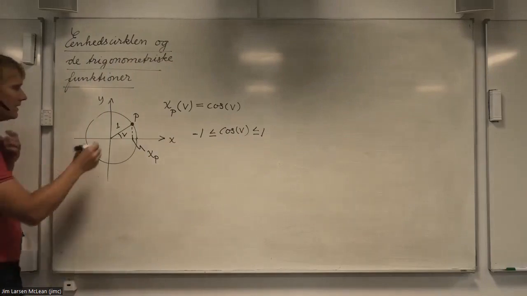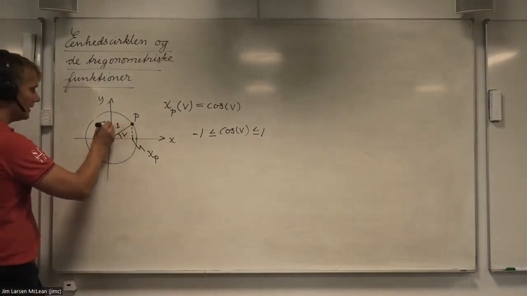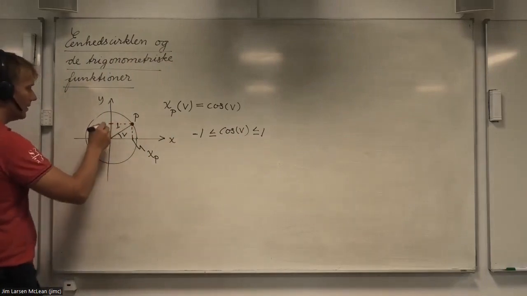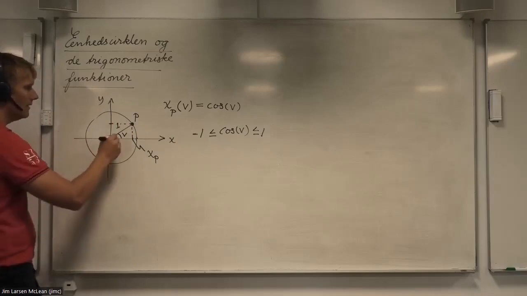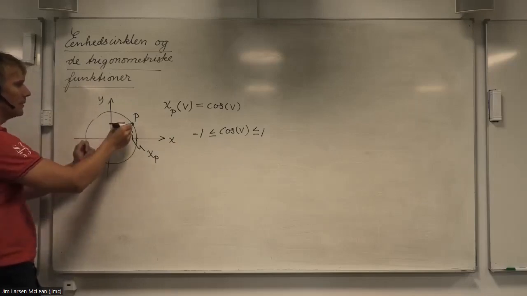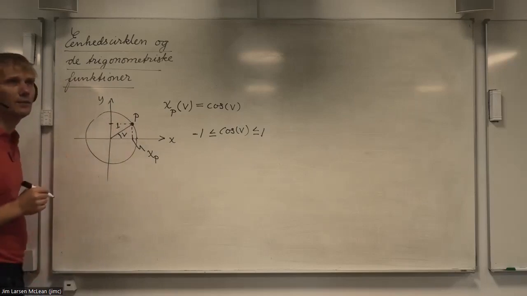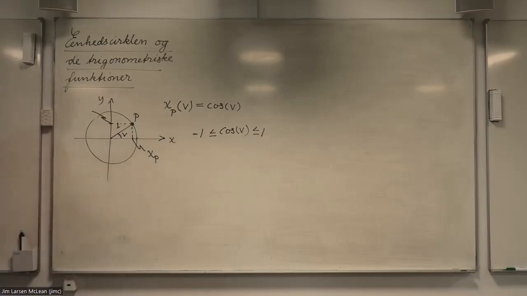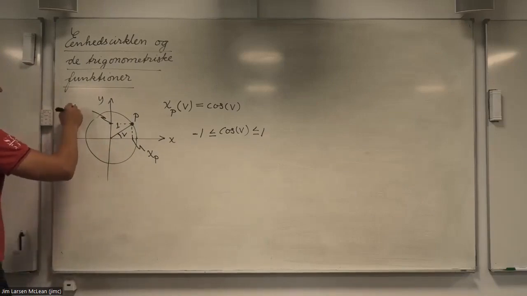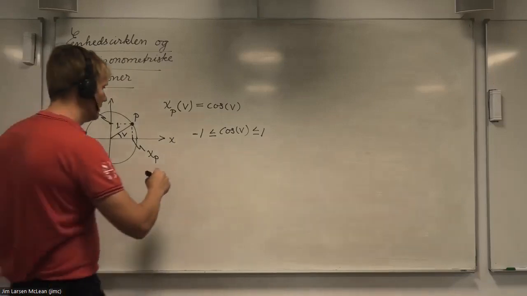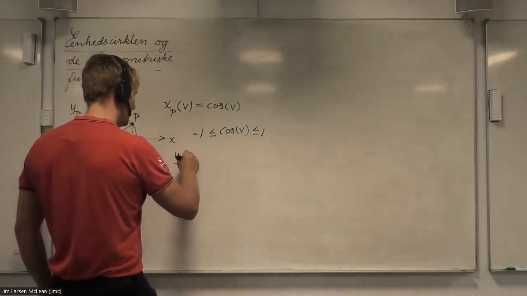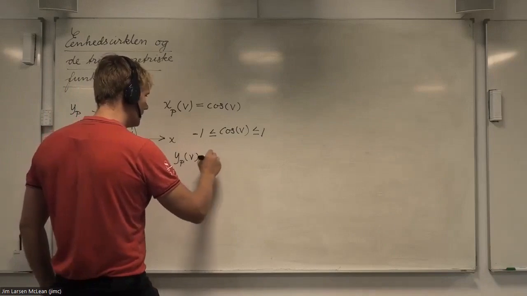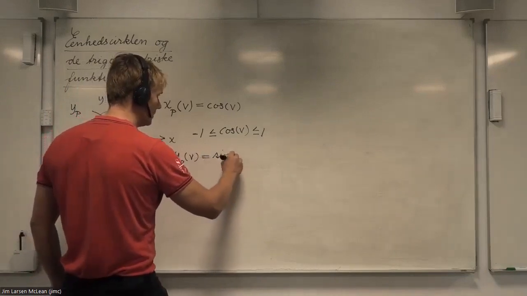And similarly, point P has a y-coordinate that is located here. And that y-coordinate clearly depends on these angles here, because if the angle changes, P moves, and if P moves, then P's y-coordinate changes. The way the y-coordinate depends on the angle has been given the name sine. So here is the y-coordinate for P. And the y-coordinate for P depends on the angle V. And this dependency has been named sine.